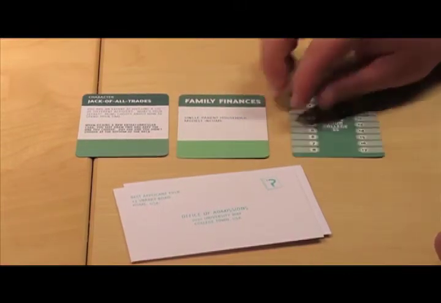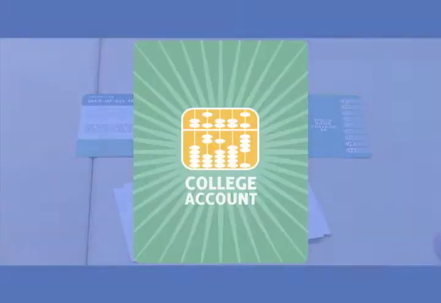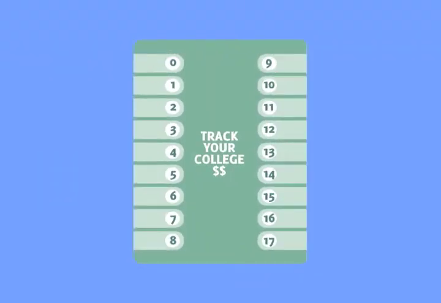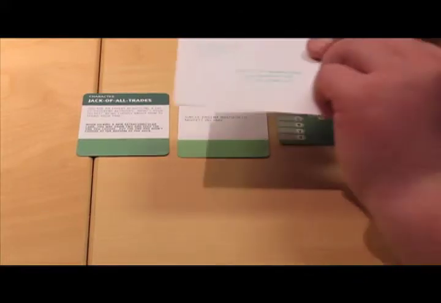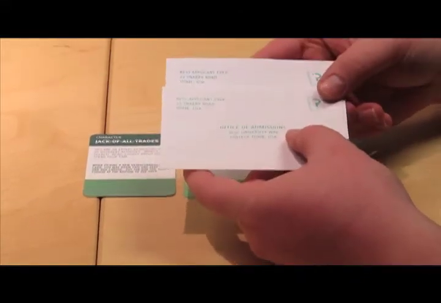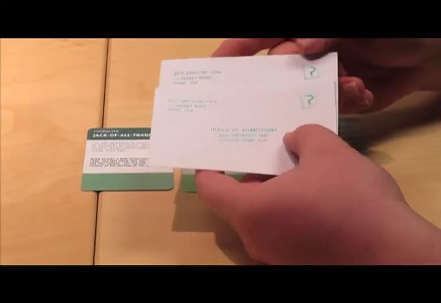And then every player also gets a college account. And you're going to start out your college account with whatever your initial amount of money is. For most players, it'll be 0, unless it says differently on the family finances card. You're going to take a paper clip and put it at that level to mark how much money you have in your college account. Every player should also have 2 envelopes. And there are 4 sets of envelopes of different colors. So make sure you have 2 of the same color.